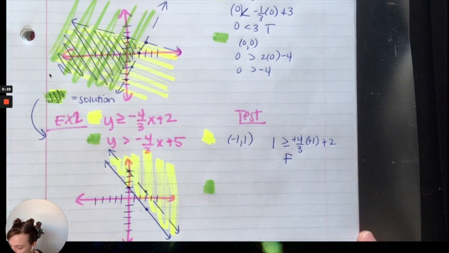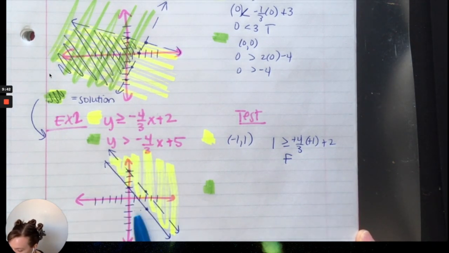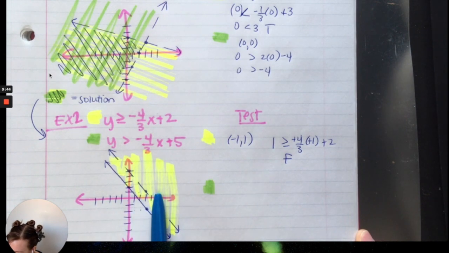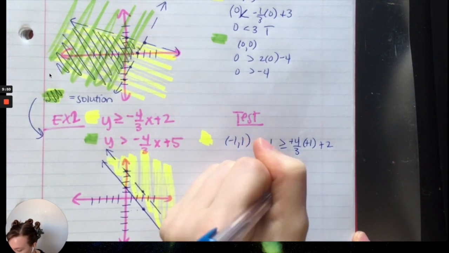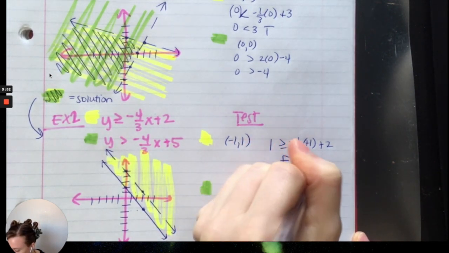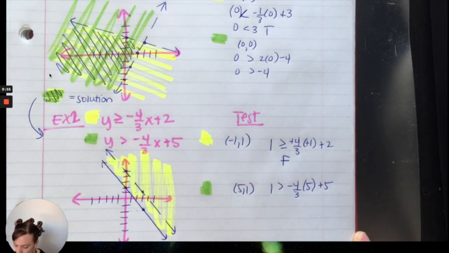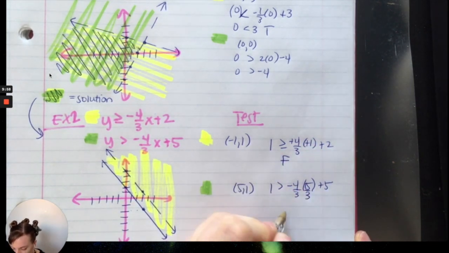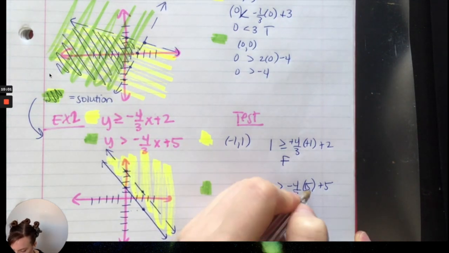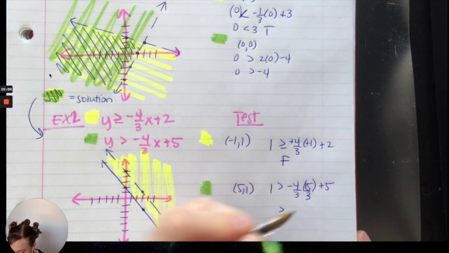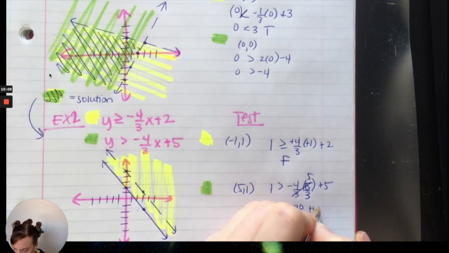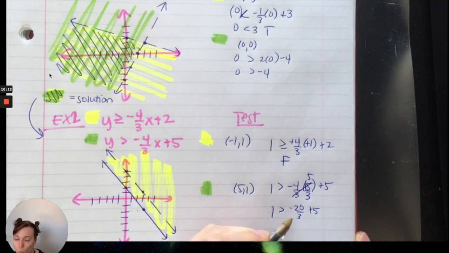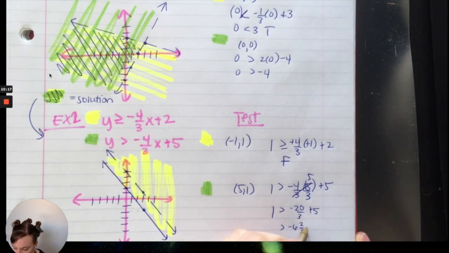Okay. And then for my green, what if I tested 5, 1? Okay, so if I test 5, 1, 1 goes for my y, 5 plus 5. This is 15 over 3 if I want to make a common denominator. Wait, I'm just multiplying. Doesn't actually matter. Oh well. I'll simplify that back down to 5. So that's negative 20/3 plus 5. Negative 21 over 3 is negative 7. So this is negative 6 2/3 plus 5.